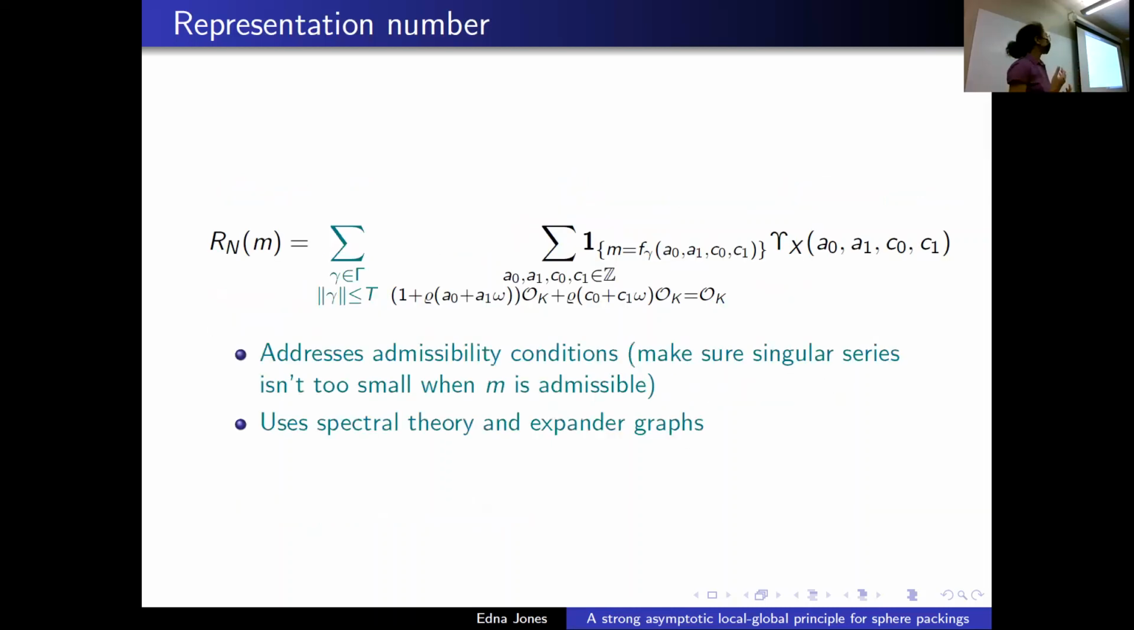So this first sum over the gamma, where the entries of gamma are at most of size t, addresses the admissibility conditions. That is, it makes sure that my singular series is not too small, which was an issue with the Soddy sphere packing proof, if you recall. In order to do this, I'm using a little bit of spectral theory and expander graphs.